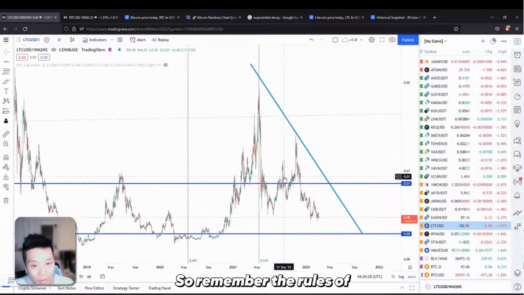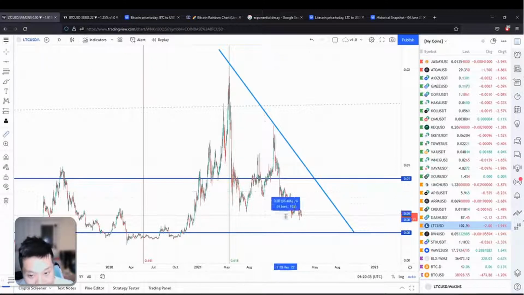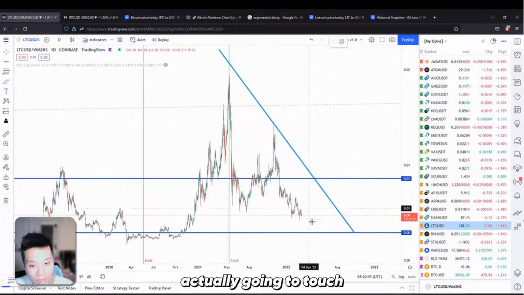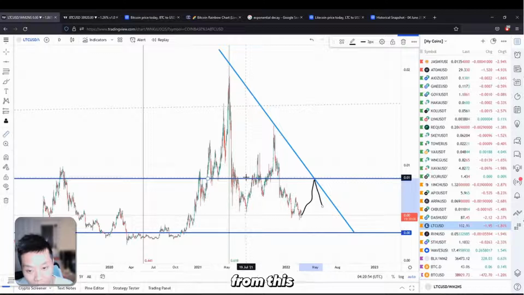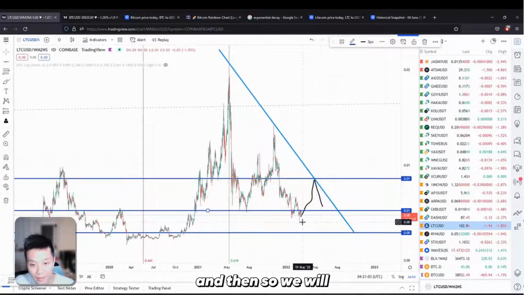So remember the rules of Litecoin: per each pump, it must do 100%. So did it do 100%? Interesting, it did. So my expectation is that we're actually going to touch this trend line. I don't know if we're going to touch it in April or whenever, but that's my suspicion. And then pull back 38%. Just do a 38% pullback from this point, and we're going to stop here, which matches this previous low. So we'll do this pullback.